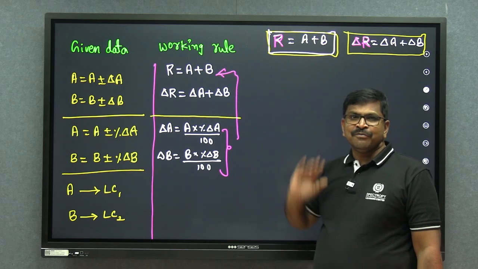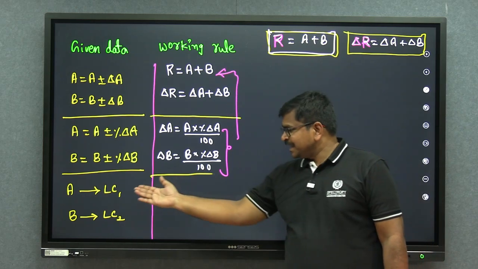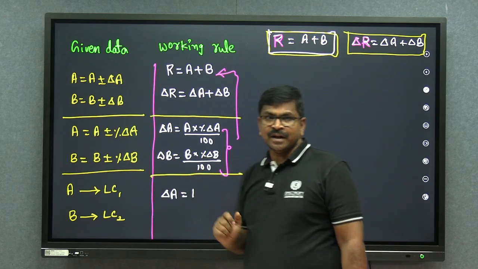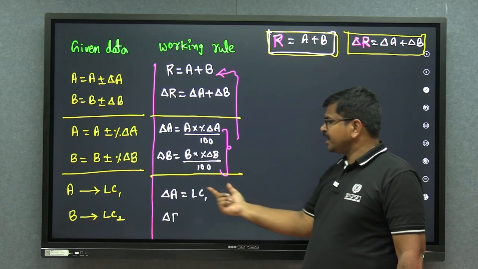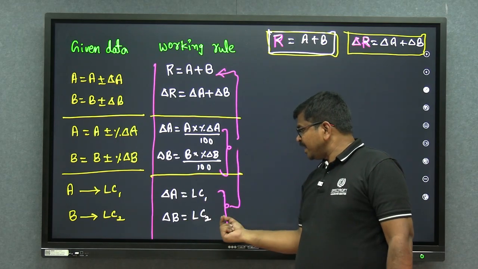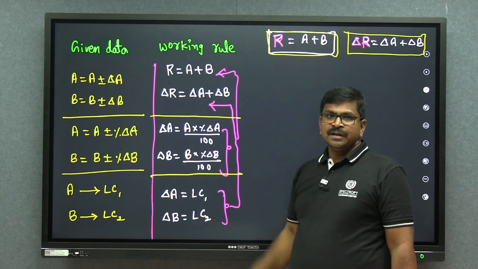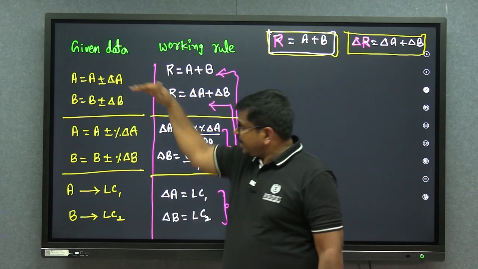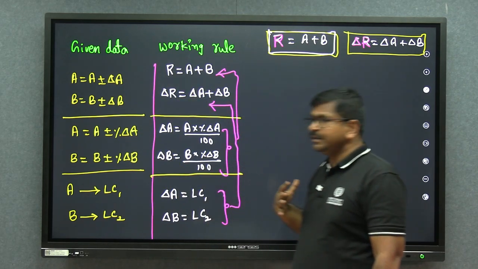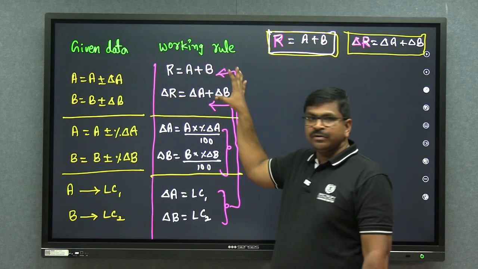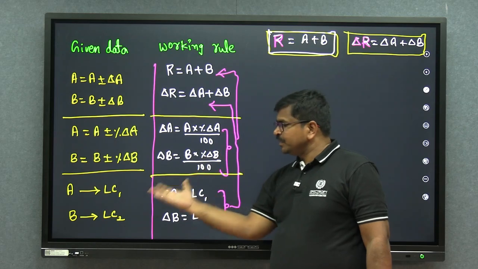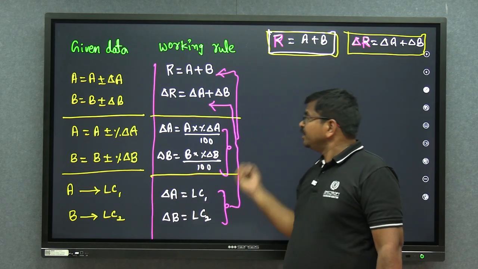That is the working rule. Suppose in this case, least count is given. Least count itself is delta A, I mean absolute error. So I can write delta A as LC1, delta B as LC2, and I can take these values and substitute here. So whichever the way of the given data, now I am ready. I know how to handle that. First data, direct substitute. Second method, just to process. Third method, this is also direct, and substitute here.